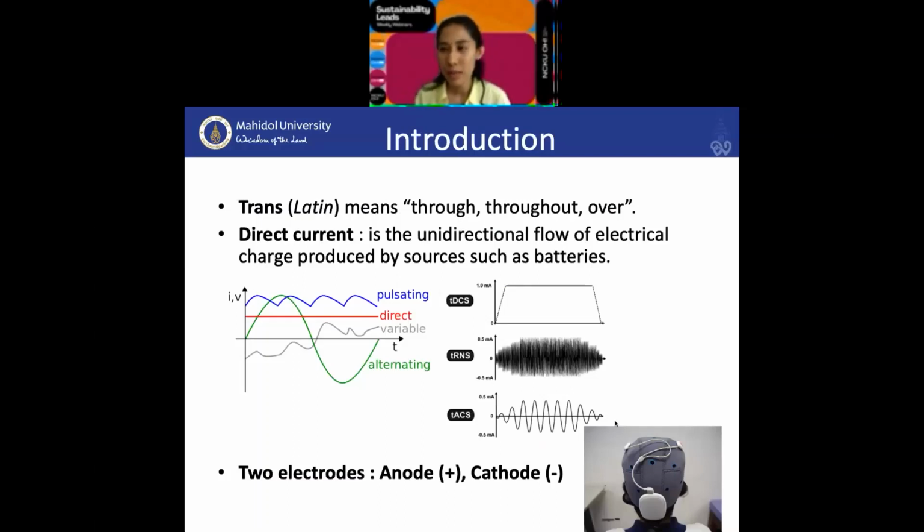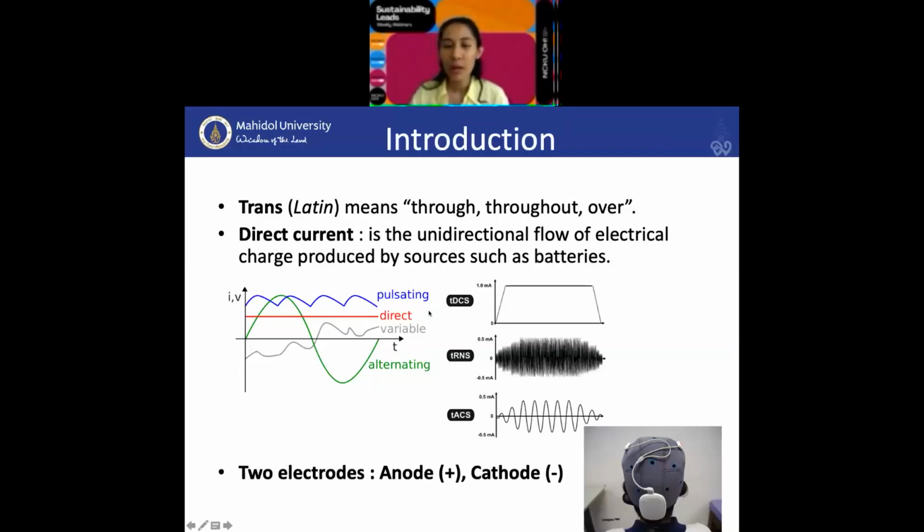All right, transcranial direct current stimulation. Trans means through, throughout, or over. So transcranial is a non-invasive stimulation. And the direct current, as you can see in the figure here in the red line, has no frequency. You have just a straight current, which is a unidirectional flow of electrical charge.